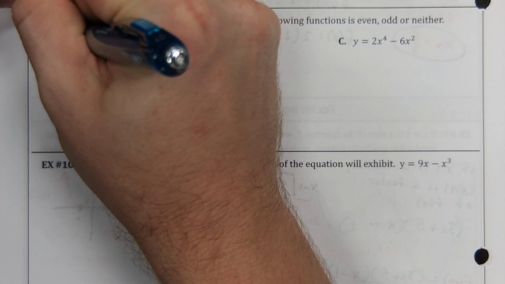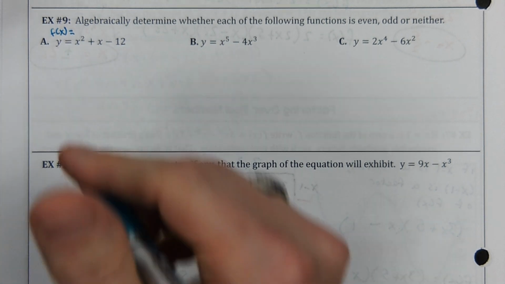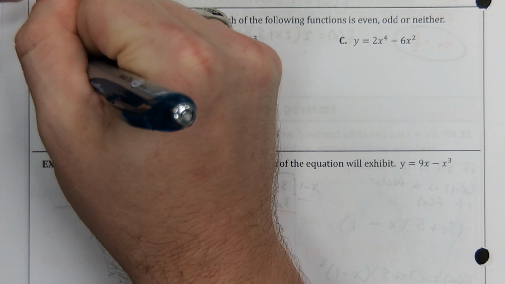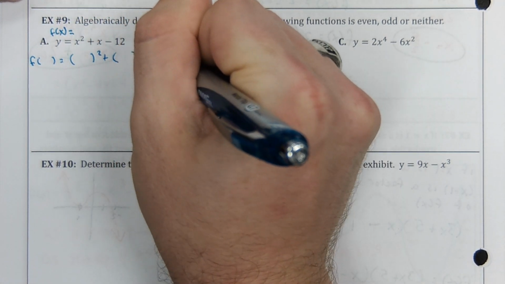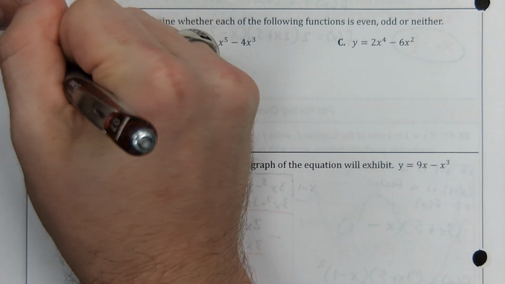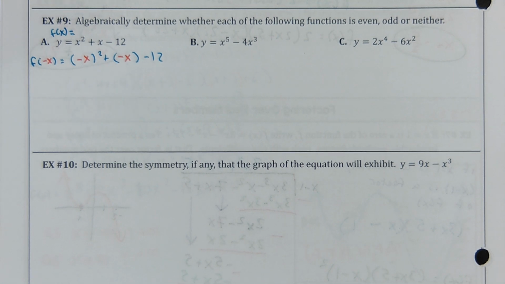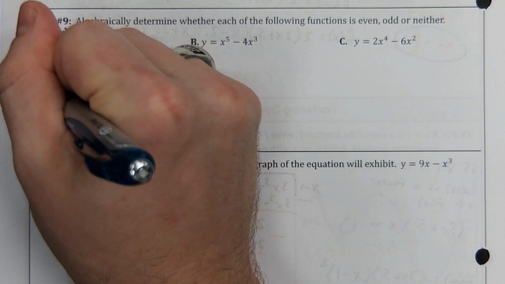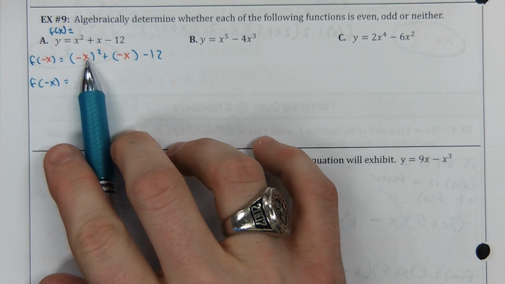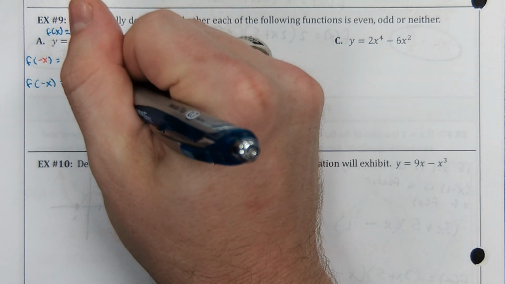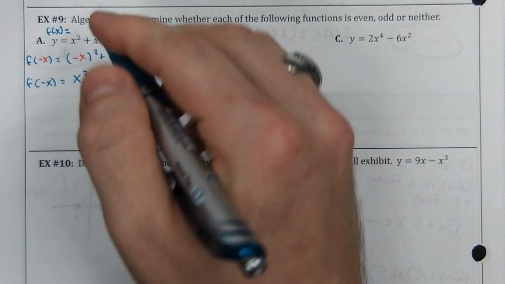Pretend each one of these says f of x equals. So for the first one, what we're going to do is plug in negative x. Everywhere we had an x, I'll open a set of parentheses, and I'll drop in negative x. And now it's time to clean it up according to the order of operations. What is negative x times negative x going to get me? Positive x squared. But here this just says minus x. And this just says minus 12.